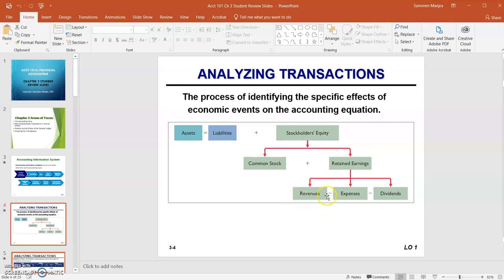So retained earnings is going to be impacted by 3 accounts. It will be impacted by the revenues category of account. If you have an increase in revenues, that increases retained earnings, which increases your equity. On the opposite end, expenses are going to reduce your revenues, which will reduce your net income, which will reduce your retained earnings, and reduce your stockholders' equity. Similarly, dividends will also reduce your retained earnings and reduce your equity. And this is an important relationship to note.